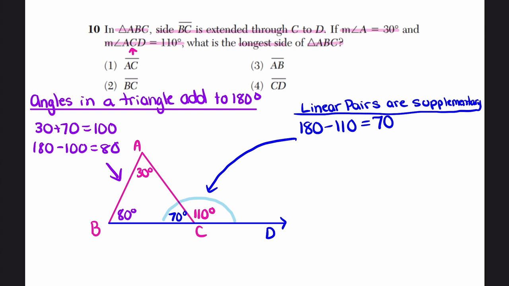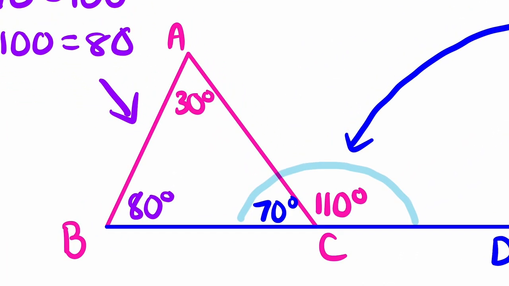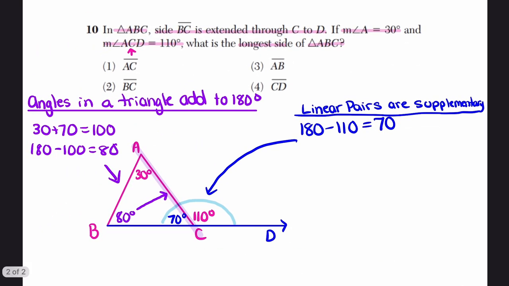It wants to know what the longest side in triangle ABC is. So let's zoom in. Triangle ABC is right here, right? It has these three angles inside of it. And we need to know that the largest angle is across from the longest side. So if I take a look at what my biggest angle is, it's that 80 degrees. And across from that 80 degrees, or the one side that 80 degrees does not touch, is this side AC. So that leaves me with my final answer that AC is my longest side.